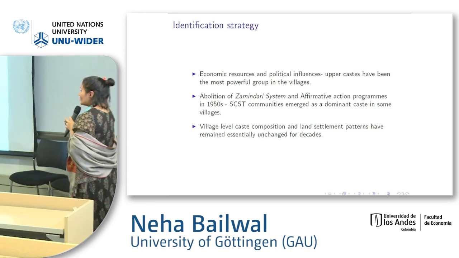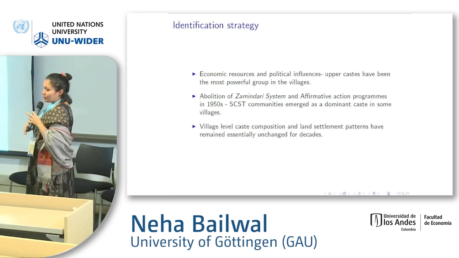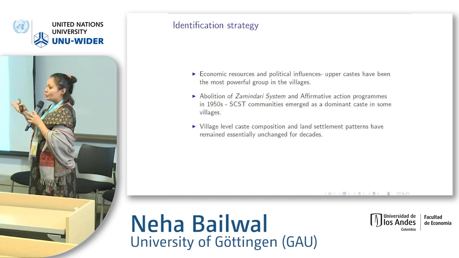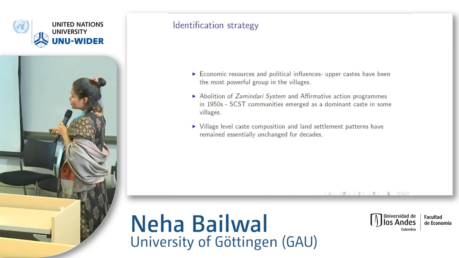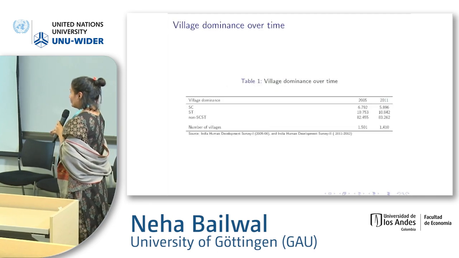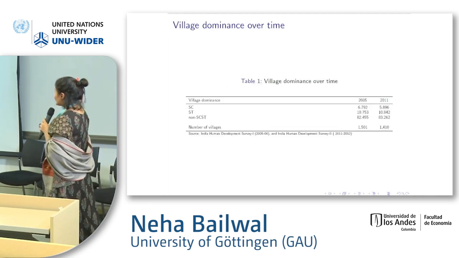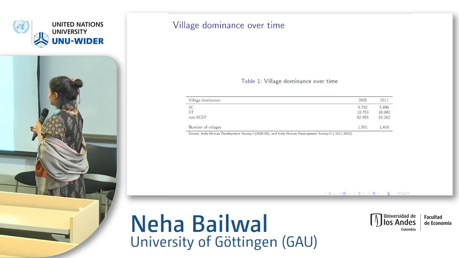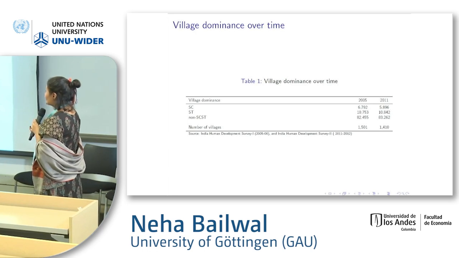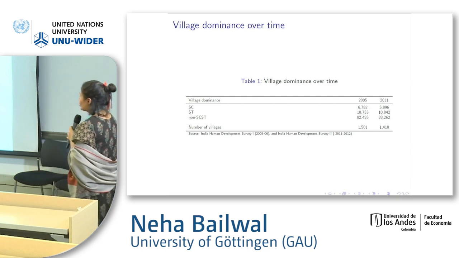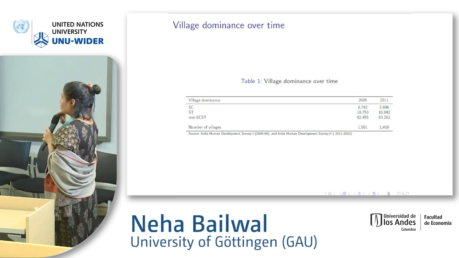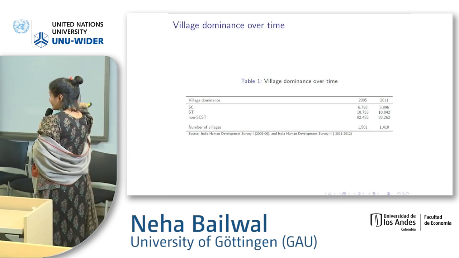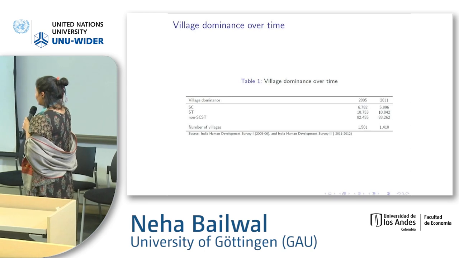After the 1950s, there is nothing major in terms of land reform that could redistribute this land. So village caste composition and land settlement patterns have remained essentially unchanged after the 1950s. If you look at these two years, 2005 and 2011, we see that the villages which are dominated by different groups are fairly constant. The proportion of villages dominated by SC, ST and non-SC, ST is fairly constant. So the assumption that the dominance is exogenous is kind of proved there.